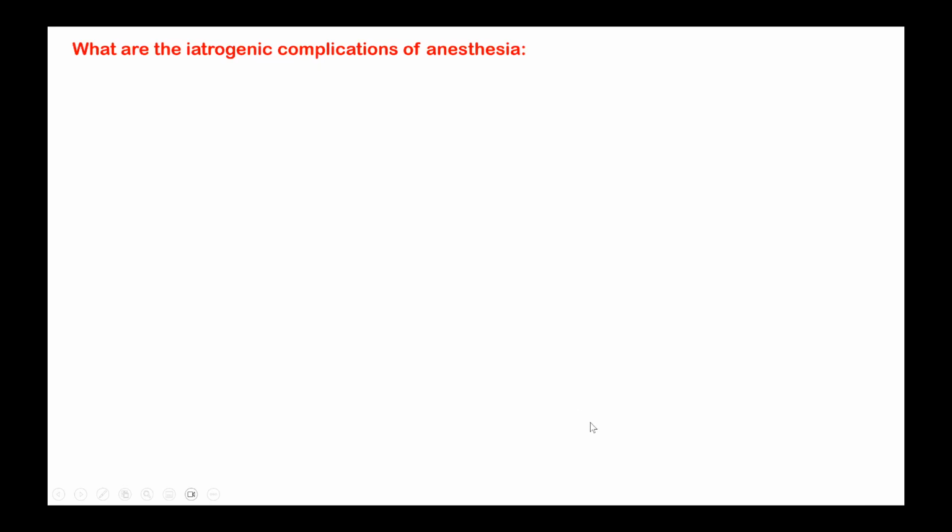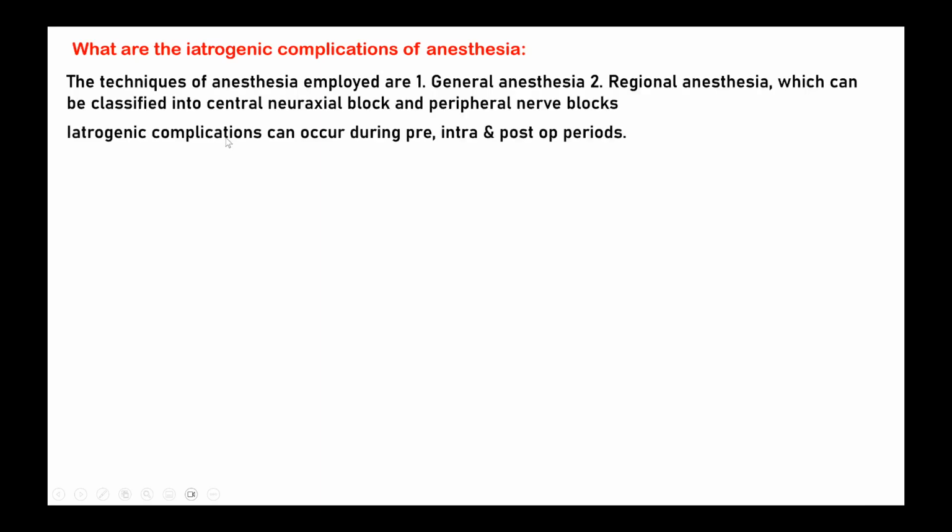So the iatrogenic complications are techniques employed for anesthesia which can produce iatrogenic complications. They can be classified as complications that can occur because of general anesthesia, and regional, which again can be classified into central neuraxial blockade and peripheral blockade. So this is the first thing you can give as the subheading for this answer.